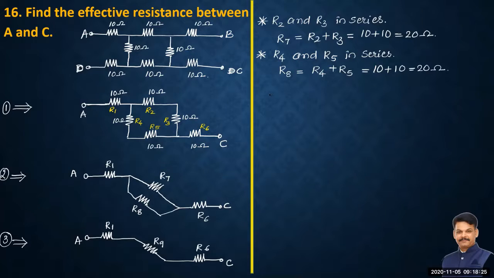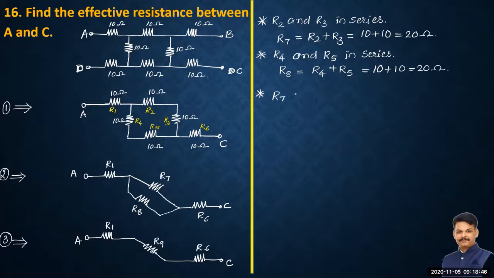Any problem? Yes. Now go to the next, second diagram. R7 and R8. R7 and R8 are in parallel. See, these two steps I have written are with respect to the first modification. Now the second modification. R7 and R8 are in parallel.